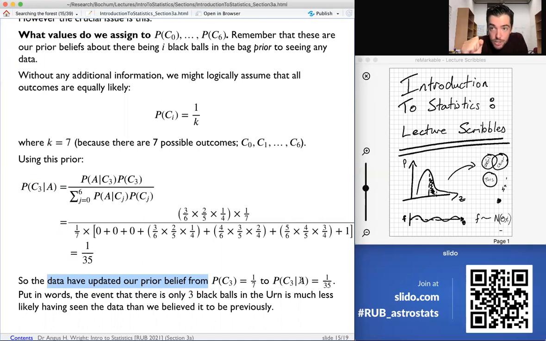It is much, much less likely that there is only 3 black balls in the urn after we observe those first 3 data. Okay? Our posterior probability of the truth, being that there is only 3, has decreased significantly because we have made this observation. Okay?